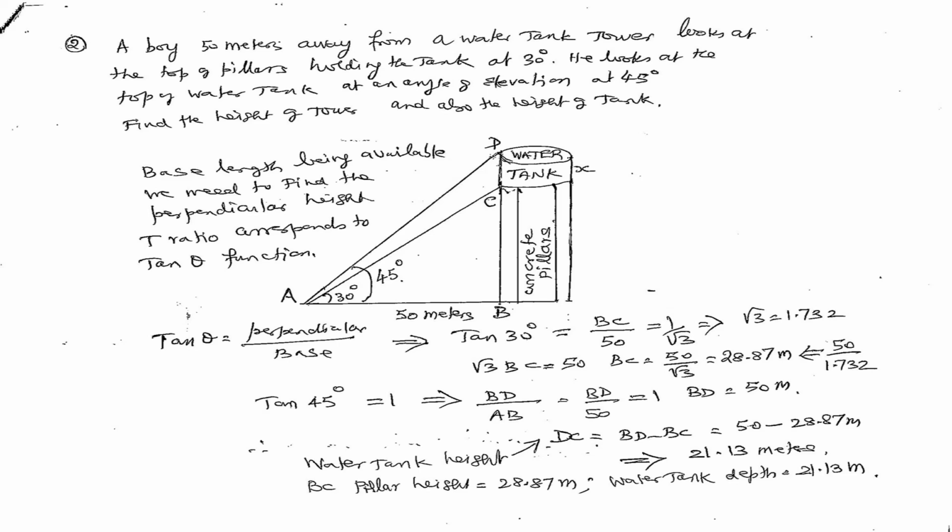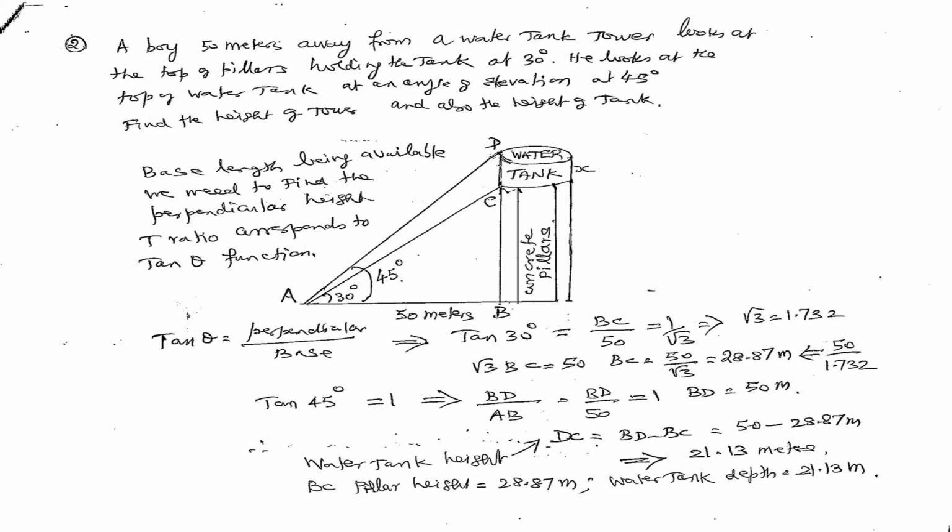Therefore, tan 30 is equal to BC by 50 meters, which is equal to 1 by root 3. Root 3 being 1.732, root 3 BC is equal to 50. BC is equal to 50 by root 3. That gives us 28.87 meters, the concrete pillars height. Tan 45 is equal to 1. Therefore, BD by AB is equal to 1. BD by 50 is equal to 1. Therefore, BD is equal to 50 meters.